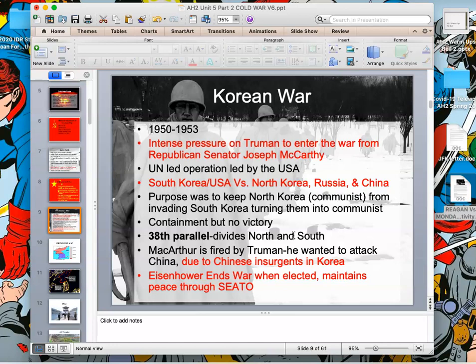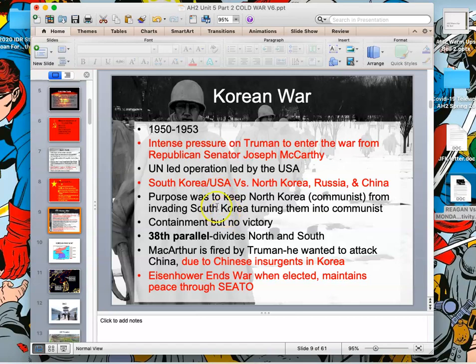Truman is president. North Korea and South Korea have gotten into a civil war. South Korea wants to be free. North Korea wants to embrace communism. Russia and China back North Korea, and the USA intervenes on South Korea's behalf.